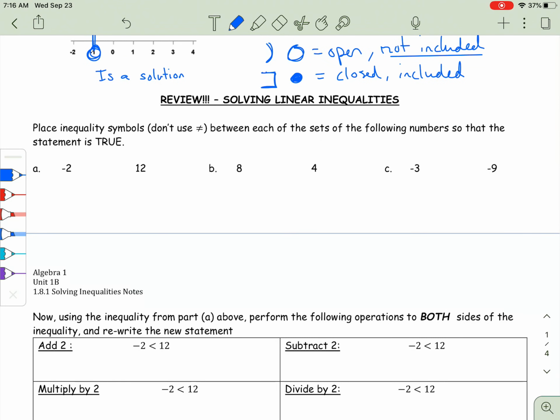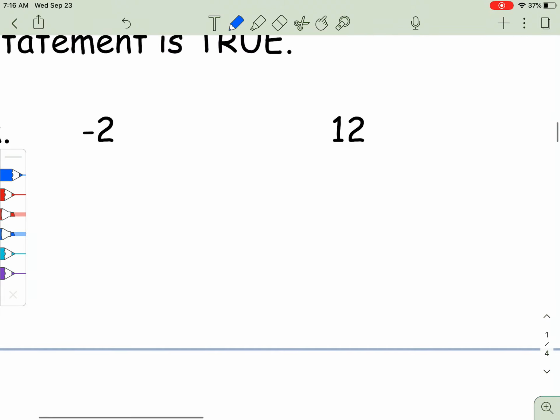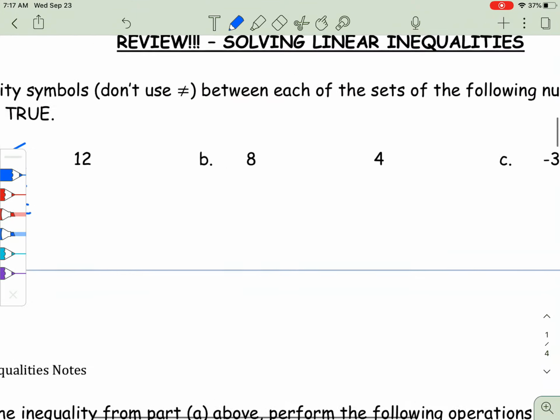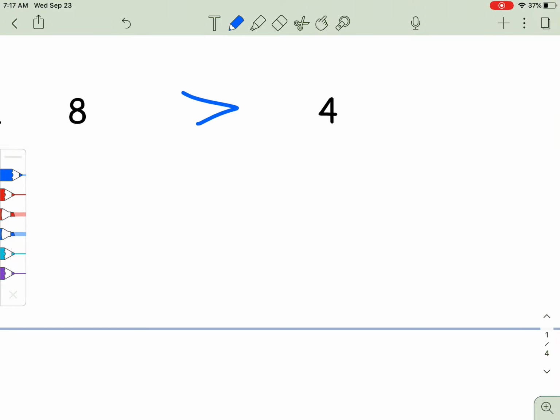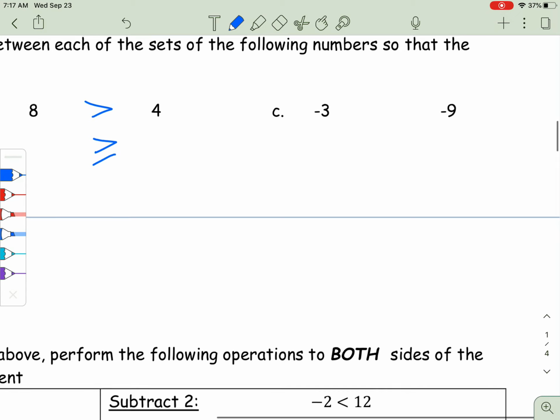Okay. So let's review solving linear inequalities. Place inequality symbols, so you're not allowed to use the not equal to, between each of the sets of the following numbers so that the statement is true. Okay, so we have -2 and 12. So -2 is smaller than 12. You could also say it's smaller than or equal to, right? Okay, 8 and 4. We could say greater than or equal to.